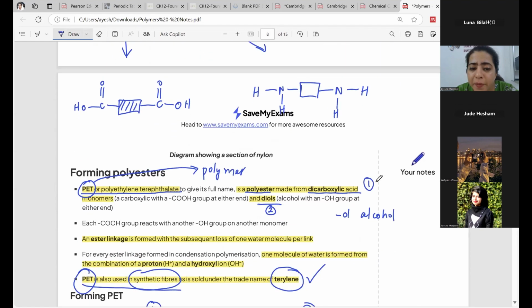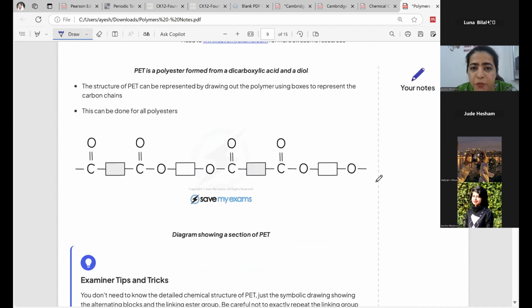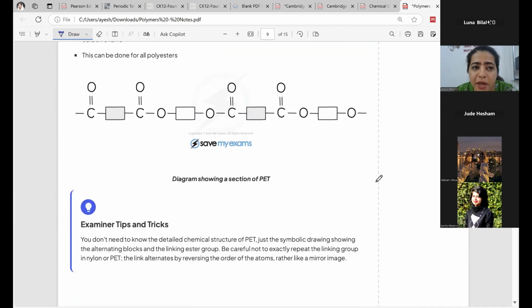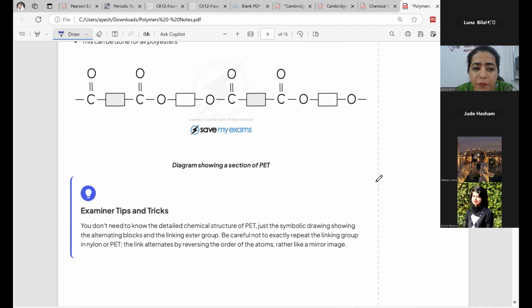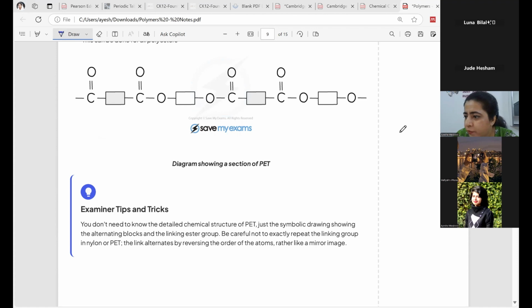Let's move to another example. Okay, this one. Now I will ask you, you have this one of the polymers. You have to identify the monomers. First of all, tell me, is it a polyamide or a polyester? Is it a polyamide or polyester? Yes, we have Jude.